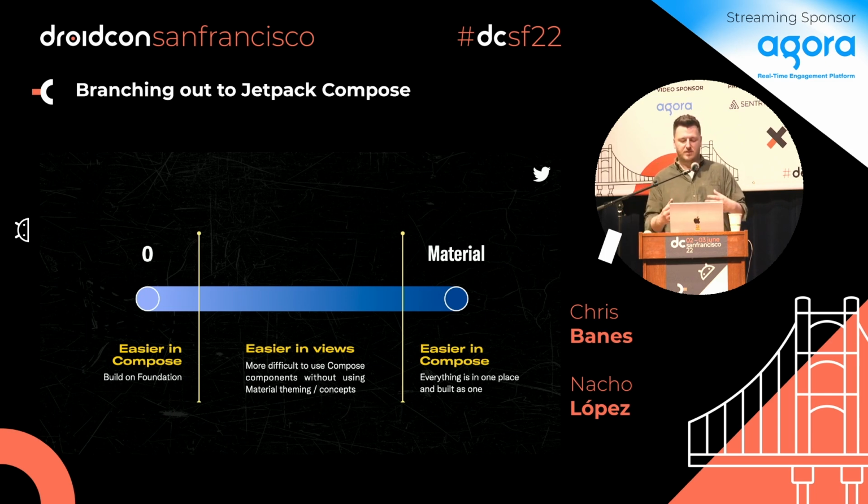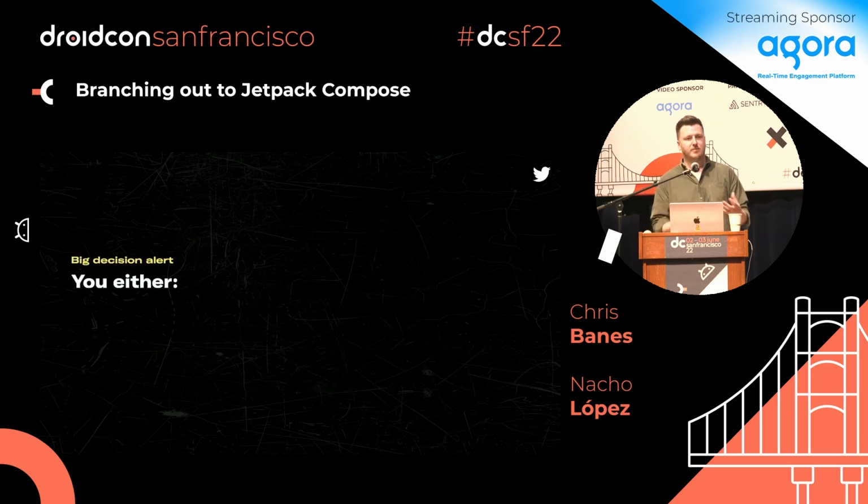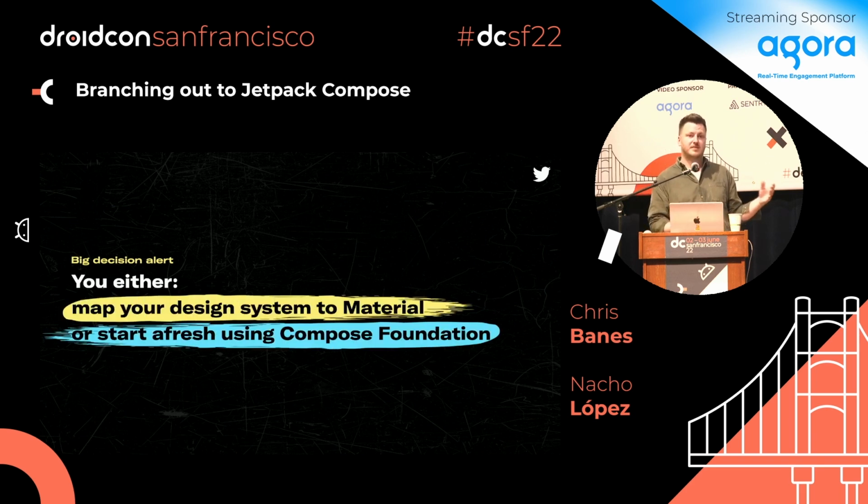And that is because for you to bring in things like ripple or other stuff that you want to incorporate from Material, you then need to use Material theme. And as soon as you use Material theme, you need to somehow map your design system into Material. You have this lossy conversion, which may not always work. So when you start implementing your theme, you've got a decision to make. And that is you either map your design system to Material, which may be easy, may be hard, depending on what your design system looks like, or you just start afresh and build everything yourself on top of Material foundation.